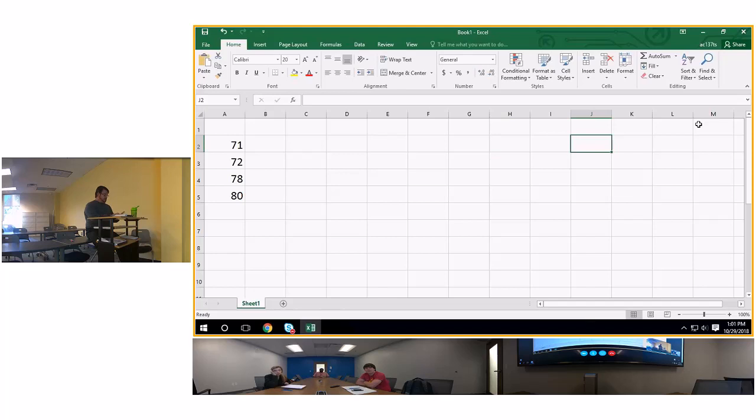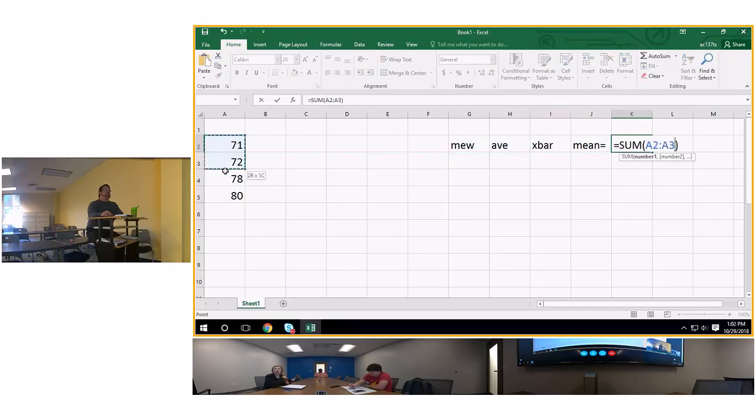I'm going to go with the mean. Remember, the mean is also called X bar. It's also called the average. It's also called mu. Okay? So all of those mean the same thing. And the mean is the summation of all these numbers divided by how many numbers there are, which is 4. And there's the mean.